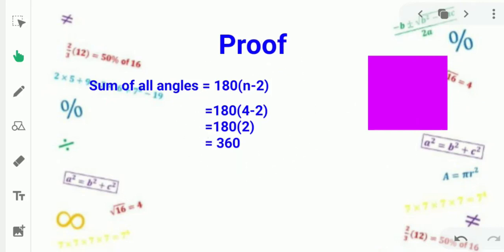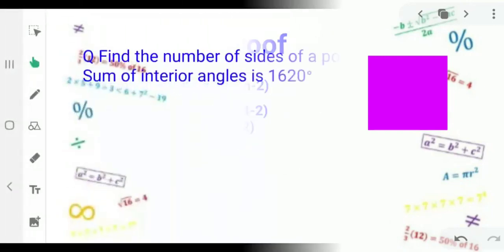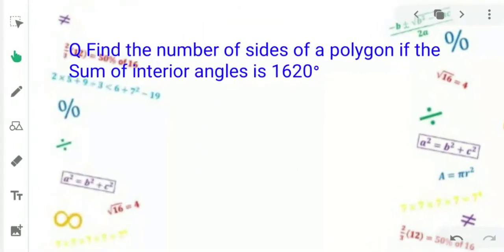Now, let's move on and practice this concept with the help of a few questions. Let's look at this question. Find the number of sides of a polygon if the sum of the interior angles is 1620 degrees. In this case, we are given the sum and we have to calculate the number of sides, which is n. So we know that this is the sum and we have to do it vice versa. We have to calculate the sides.